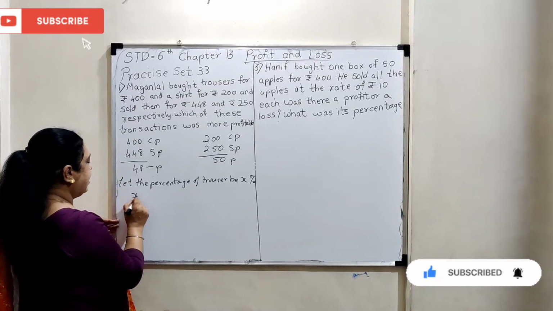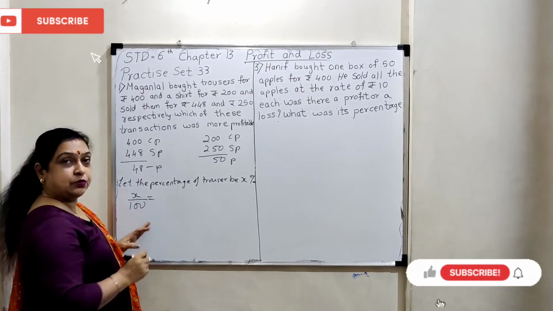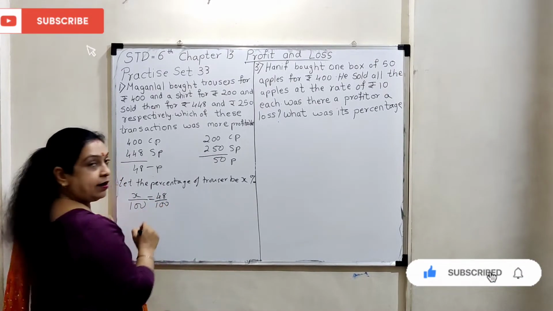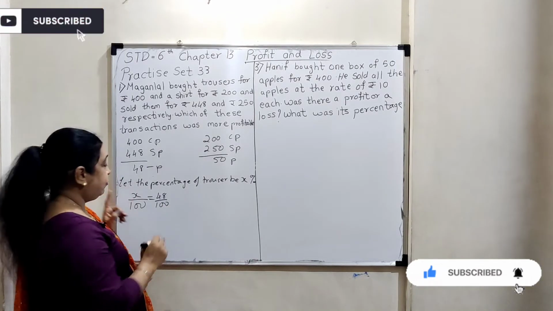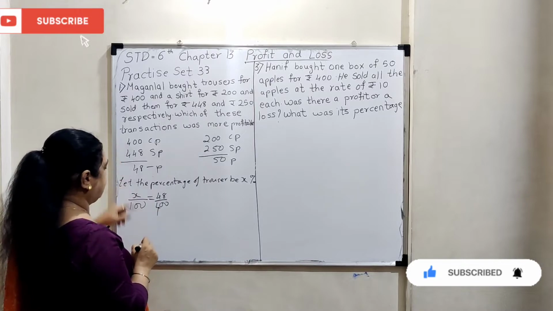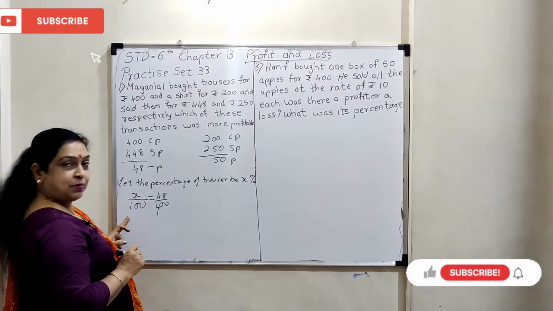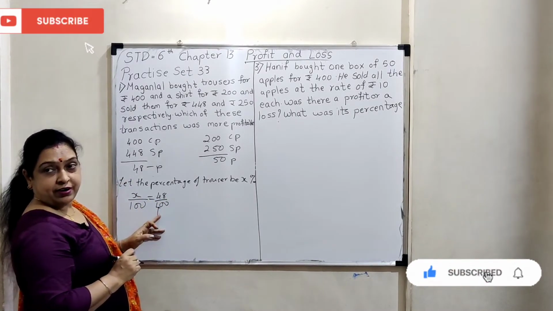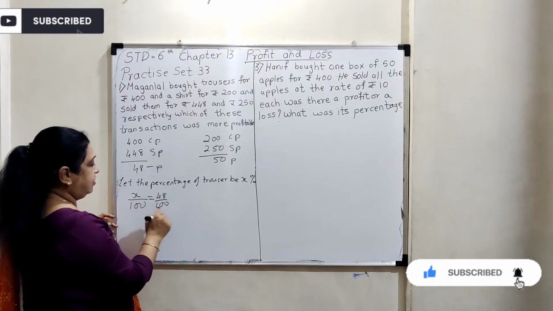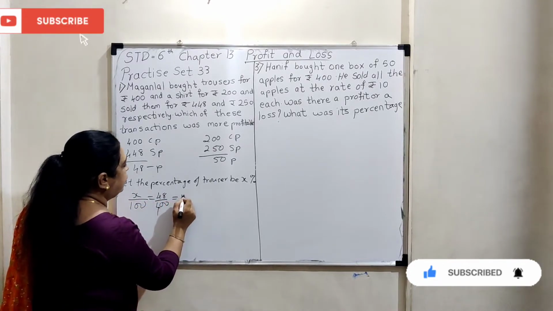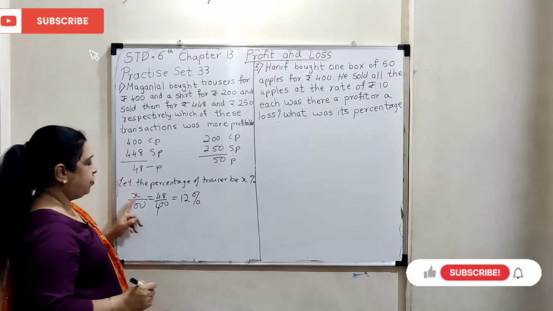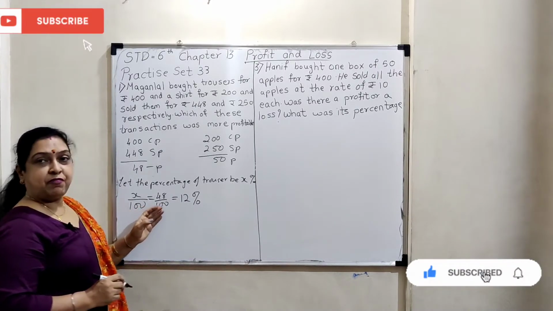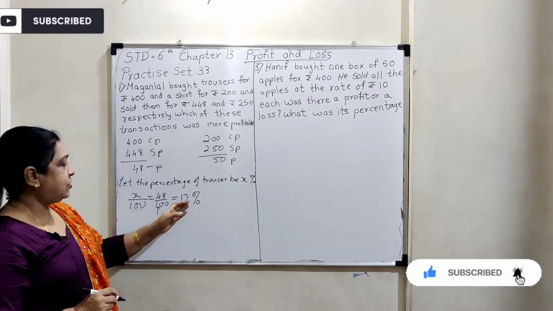So X upon 100 is equal to, what is the profit? 48 upon 400. It is 400. We have to write the cost price. X upon 100, we have to find out the percentage. So X upon 100 is equal to profit upon 400. When we calculate it, we'll get the answer 12%. X is equal to 100 multiplied by 48 divided by 400. So you will get 12%.